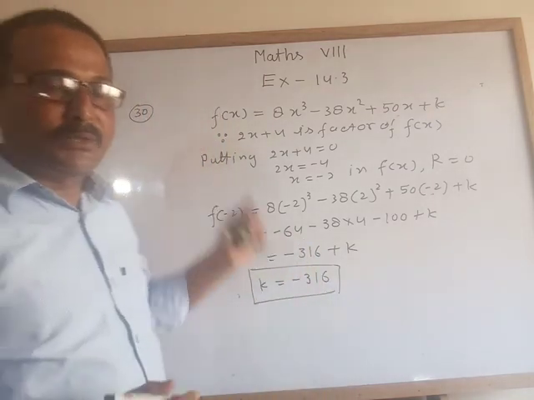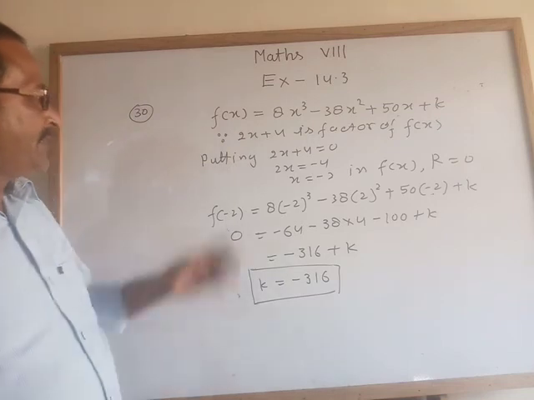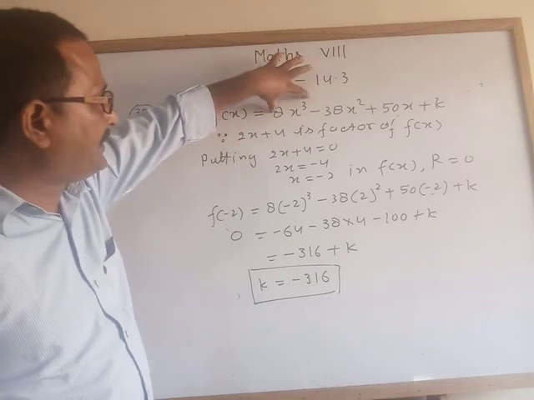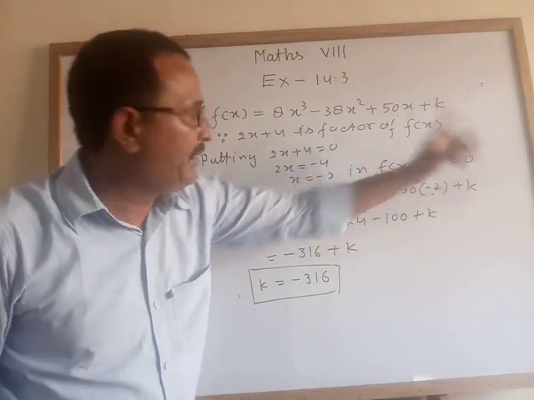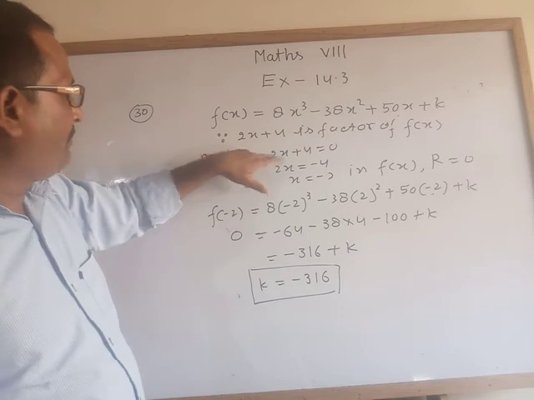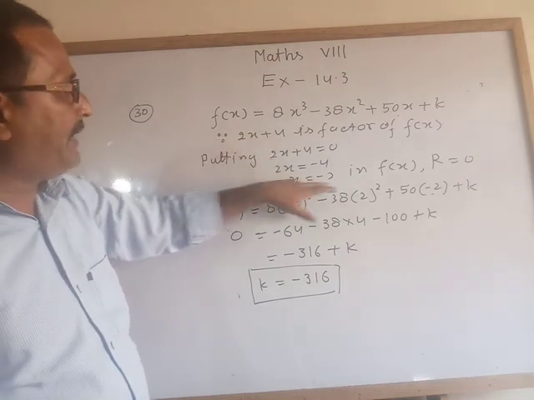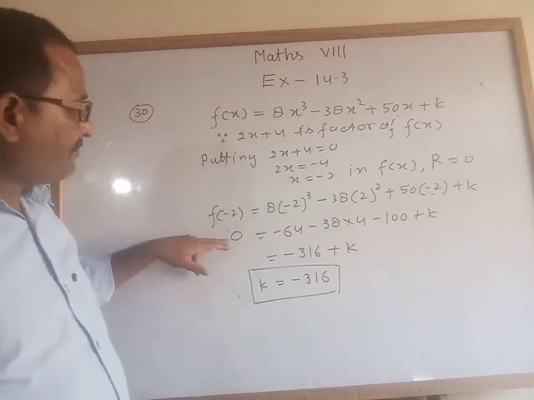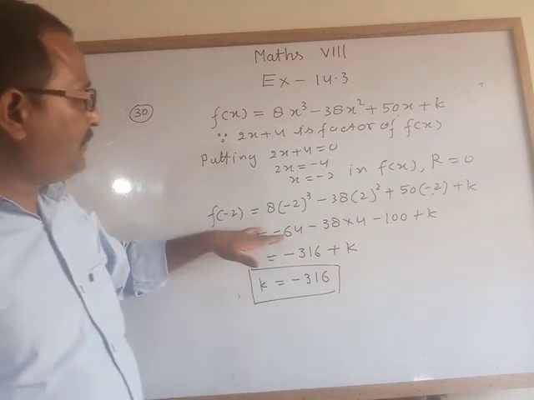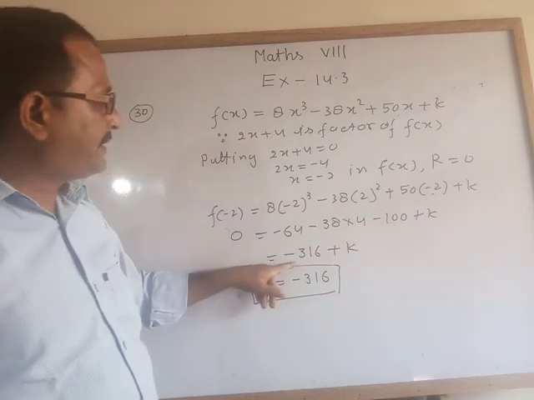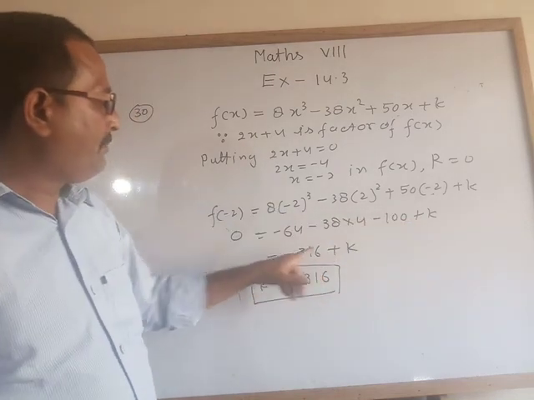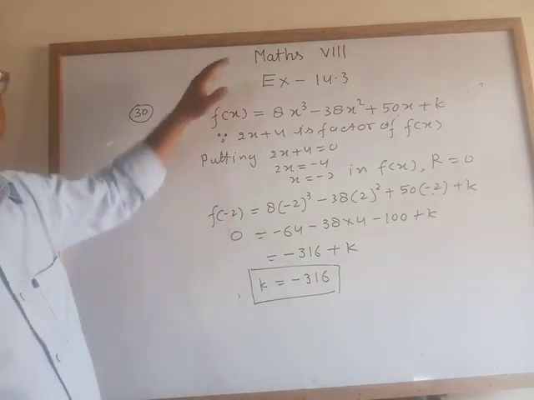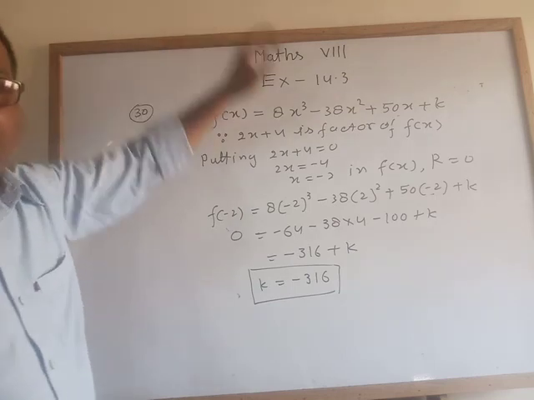This type of 2 or 3 questions I have explained. You know that if it is a factor of this polynomial, the remainder will be 0. I have put this value, x equal to minus 2 from 2x plus 4, in the given polynomial and written the remainder as 0. Now you have to simplify this one, it will come minus 316 plus k, and moving to the other side it will be plus. My dear students, I have completed your 14.3.